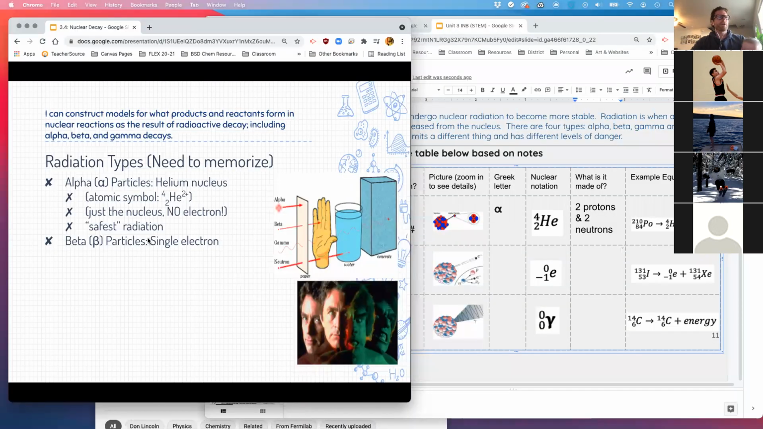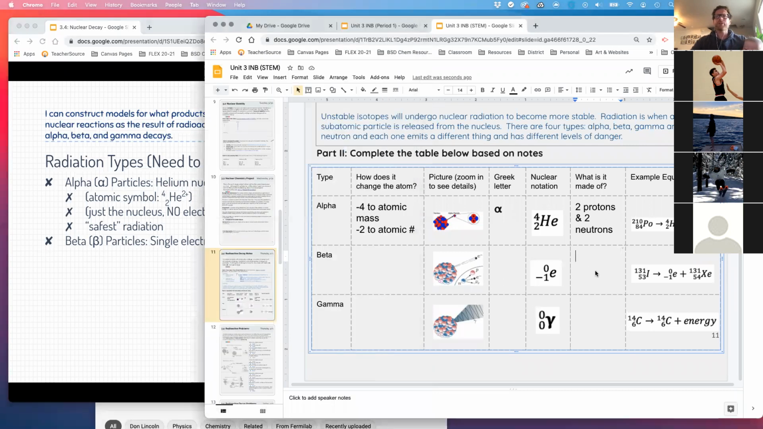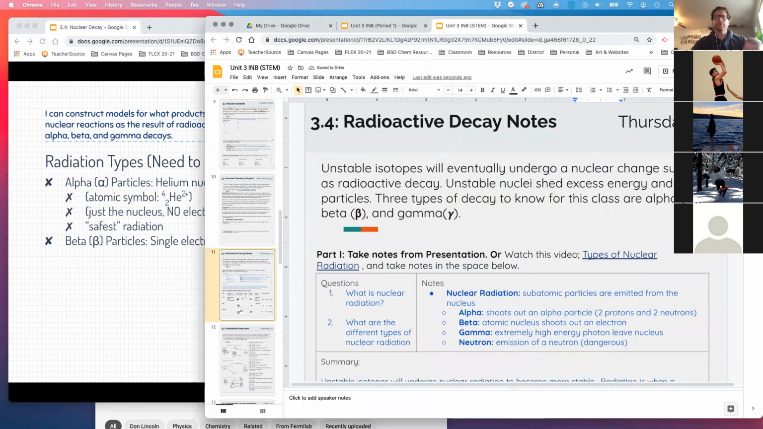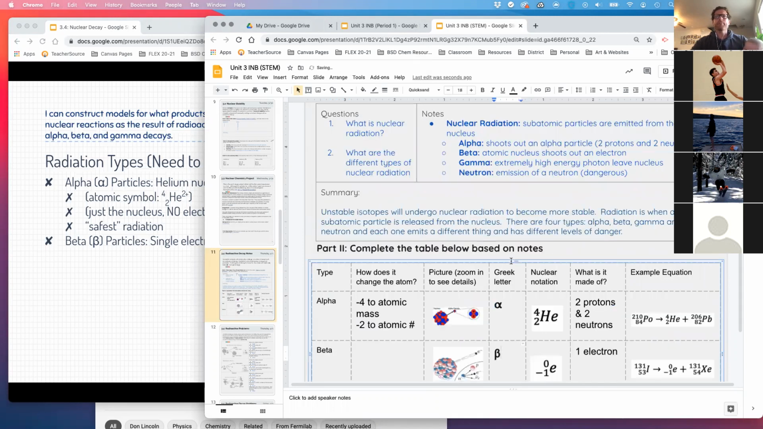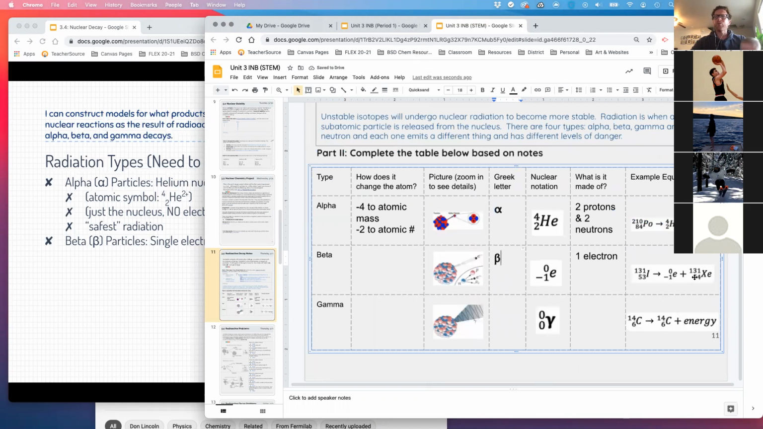So the next type we talk about are beta particles, and beta particles consist of a single electron. Okay, the symbol that we use is this B right here. So I'm going to copy this and paste it down here. And basically, the effect that it has is it adds 1 to the atomic number. So look at this. It starts at 131, ends at 131. The atomic mass doesn't change. But look at this, 53, and it goes to 54. Okay? So it's plus 1 to the atomic number on the bottom.